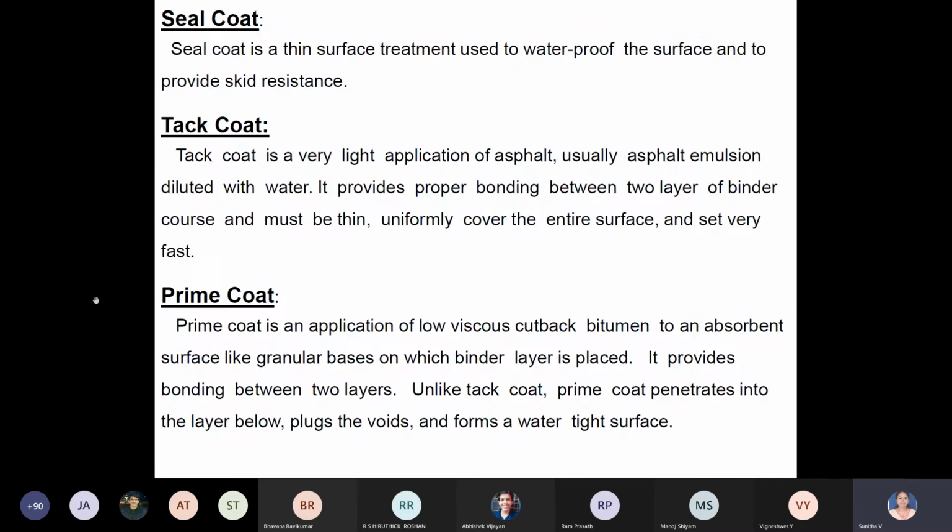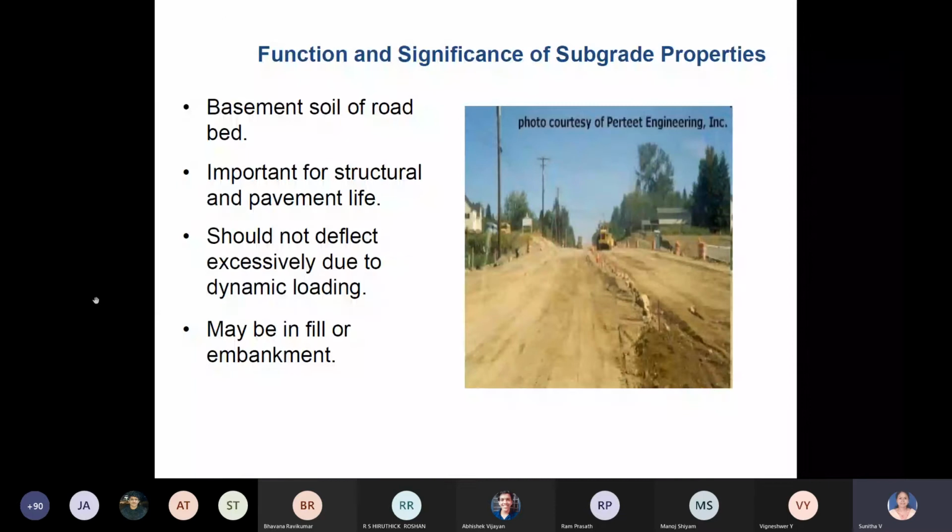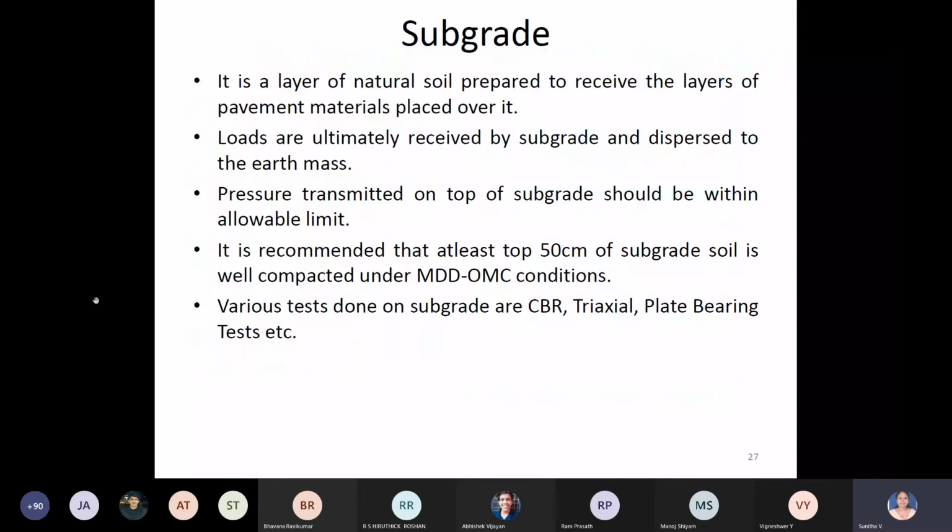So that's about the different layers. We have seen the functions of all of these. Take the subgrade: even though very little stress is coming, the stress should be within the allowable limit of the particular type of soil. You should compact the top at least 30 to 50 centimeters of subgrade soil at its maximum dry density with optimum moisture content.